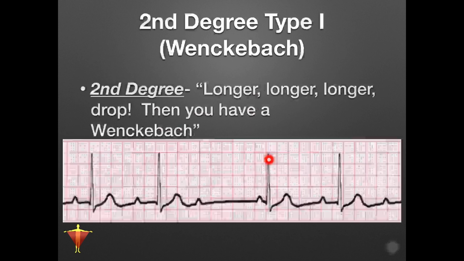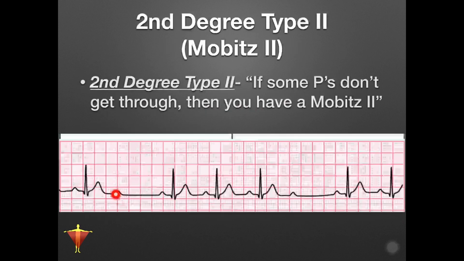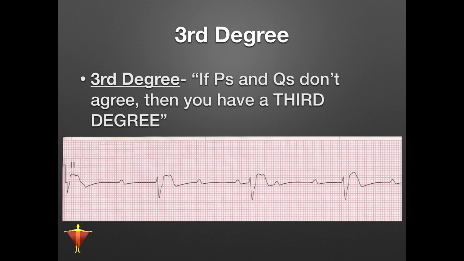But we see that this little P wave here is missing its buddy. It's missing that QRS complex, right? So if it's missing a QRS complex, same thing going on here. That's telling us that some P's aren't getting through to the ventricles, indicating that second degree type 2 block. And then we'll take a look at our third degree.